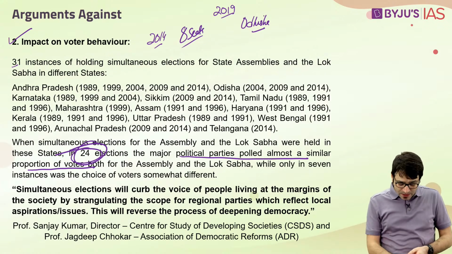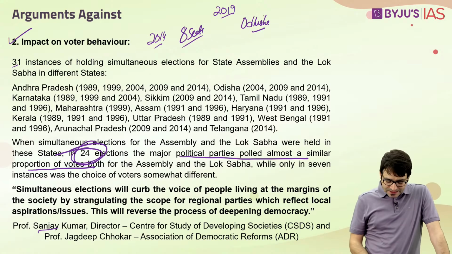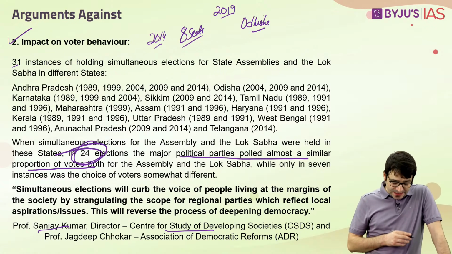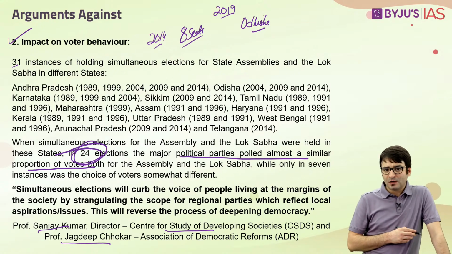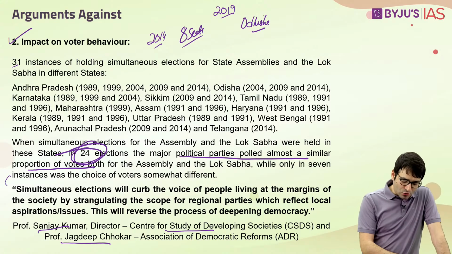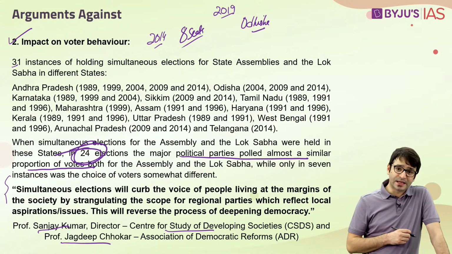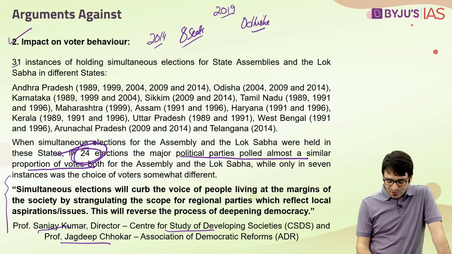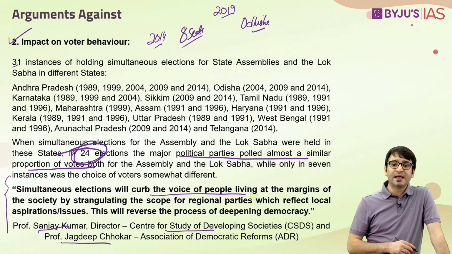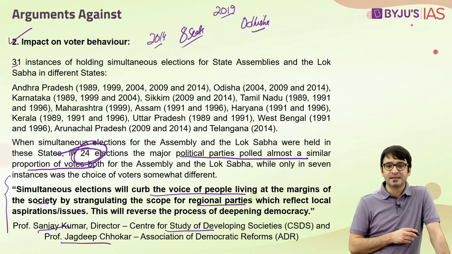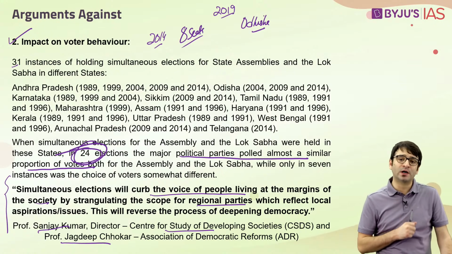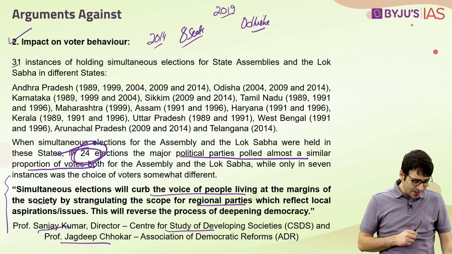But Professor Sanjay Kumar, who is the director of the Center for Study of Developing Societies, and Professor Jagdeep Chokar, who belongs to the Association for Democratic Reforms, say, and it's a very important quote, that simultaneous elections will curb the voice of the people living at the margins of society. It will strangulate the scope for regional political parties. That is why we should not go for simultaneous elections.